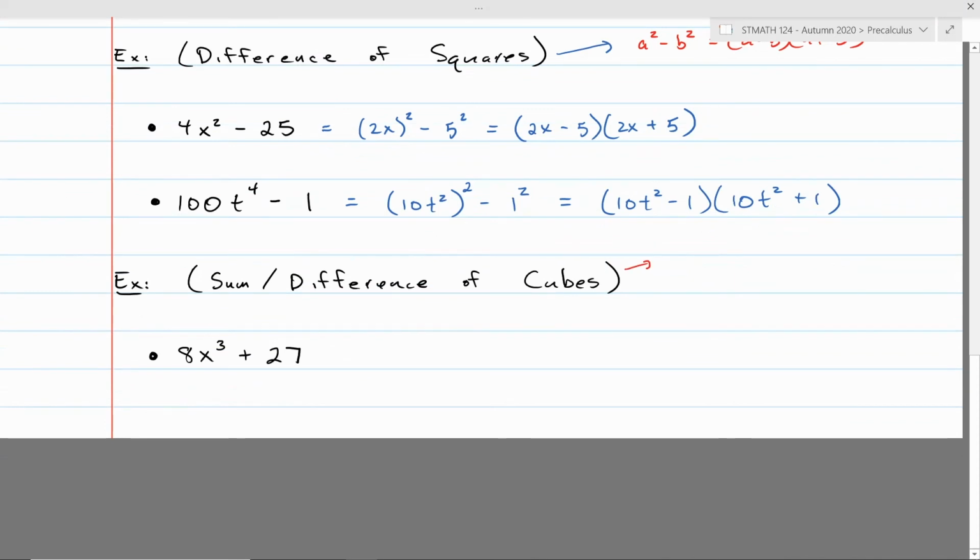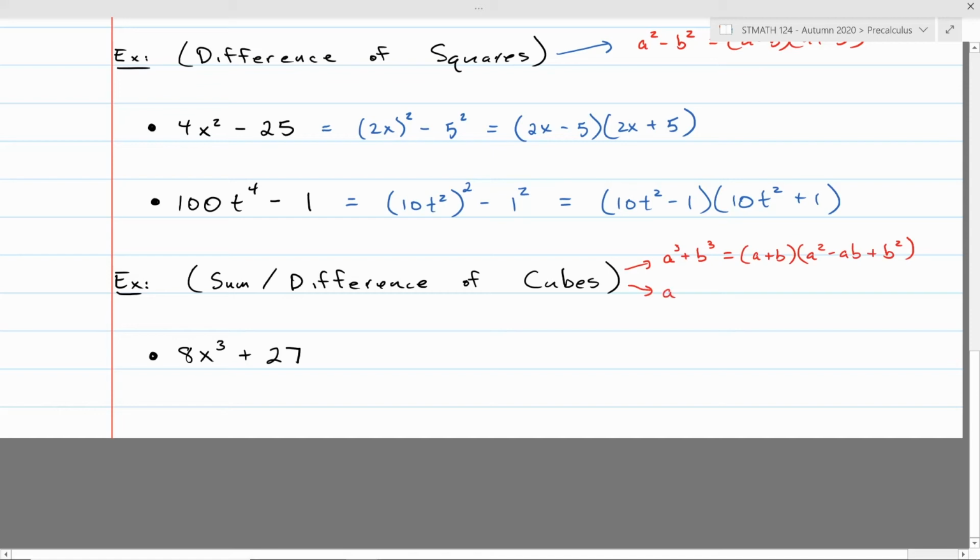There are a couple of formulas. A cubed plus b cubed, the sum of cubes, always factors as a plus b multiplied times a squared minus ab plus b squared. And the difference of cubes, so a cubed minus b cubed, always factors as a minus b times a squared plus ab plus b squared.